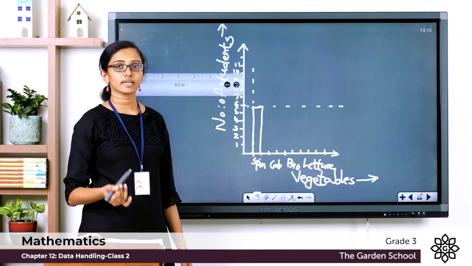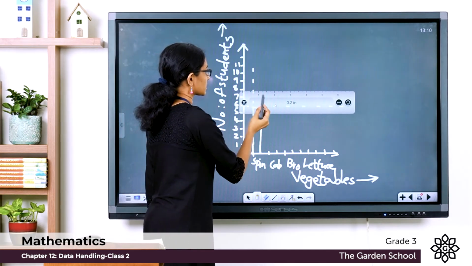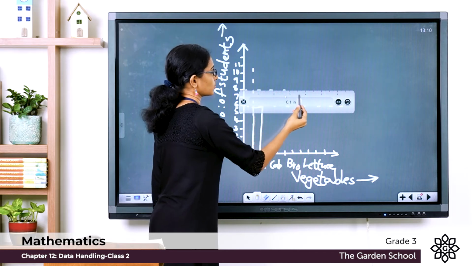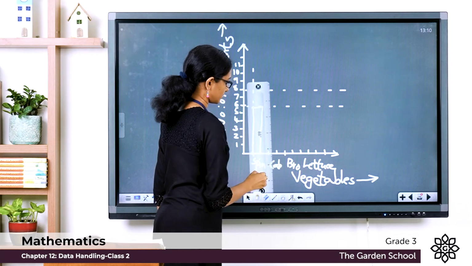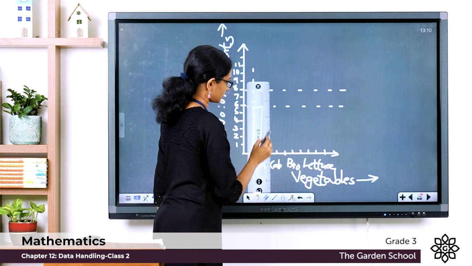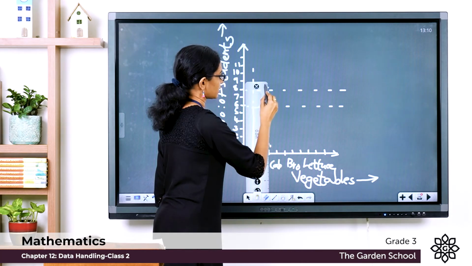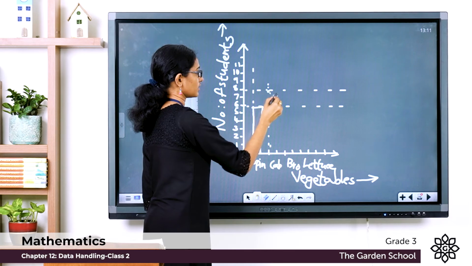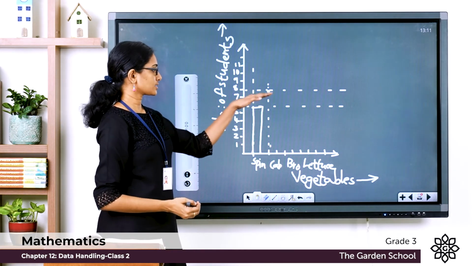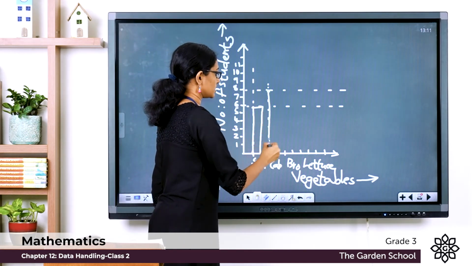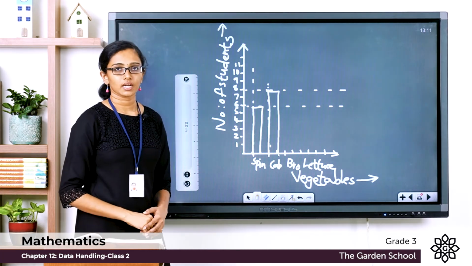So the number of children who like cabbage the most is equal to 8. So let's draw dotted lines corresponding to 8 using the ruler and pencil and tilt the ruler. From here I am going to draw dotted lines and you see this point where the two lines intersect. Till there you have to extend the rectangular bar. So using your ruler and pencil you have to draw a neat rectangle. Now we have got the second rectangular bar.